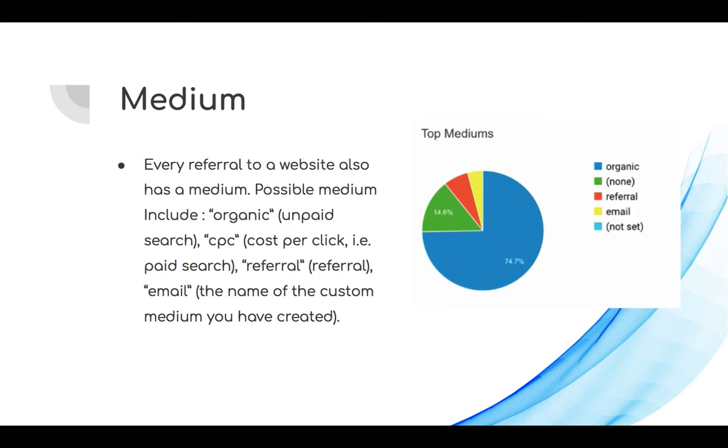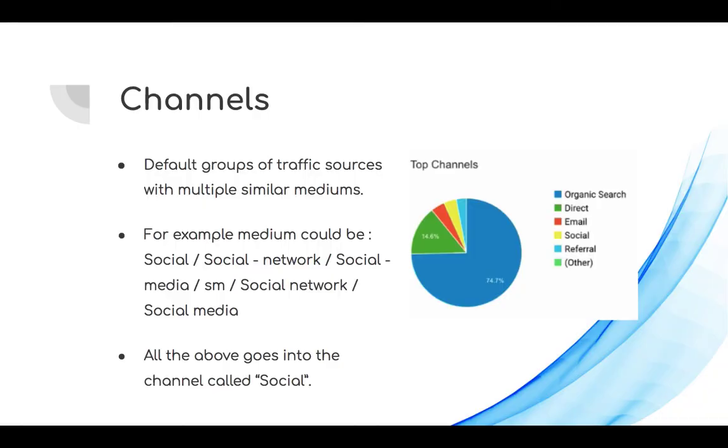Medium can be a lot of things, even when it means the same thing. For example, sometimes for social media, people use SM. Sometimes they use social media with a space, and sometimes they use the word socialmedia without a space. If someone else is sending traffic to your web page and they are using this medium in the UTM tags of the URL, then it is ranked as different things inside the medium report. To solve this problem, there is something called channels. Channels are basically different groups of traffic sources with multiple similar mediums. And channels are very standard. They are developed by Google Analytics themselves.